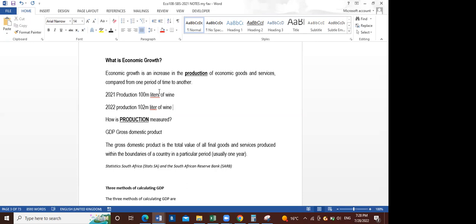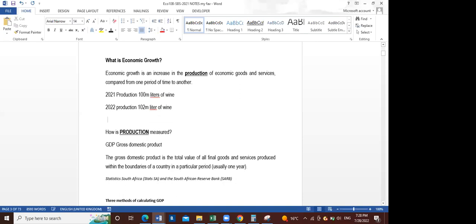You have 100 million liters of wine, you have 300,000 cars that you're going to be having for these goods and services, for you to be able to see whether we are growing in our economy or we are diverging in our economy. So the value now, when it comes to the value within the economy, that is where we need to have a metric of measuring this production that is taking place.